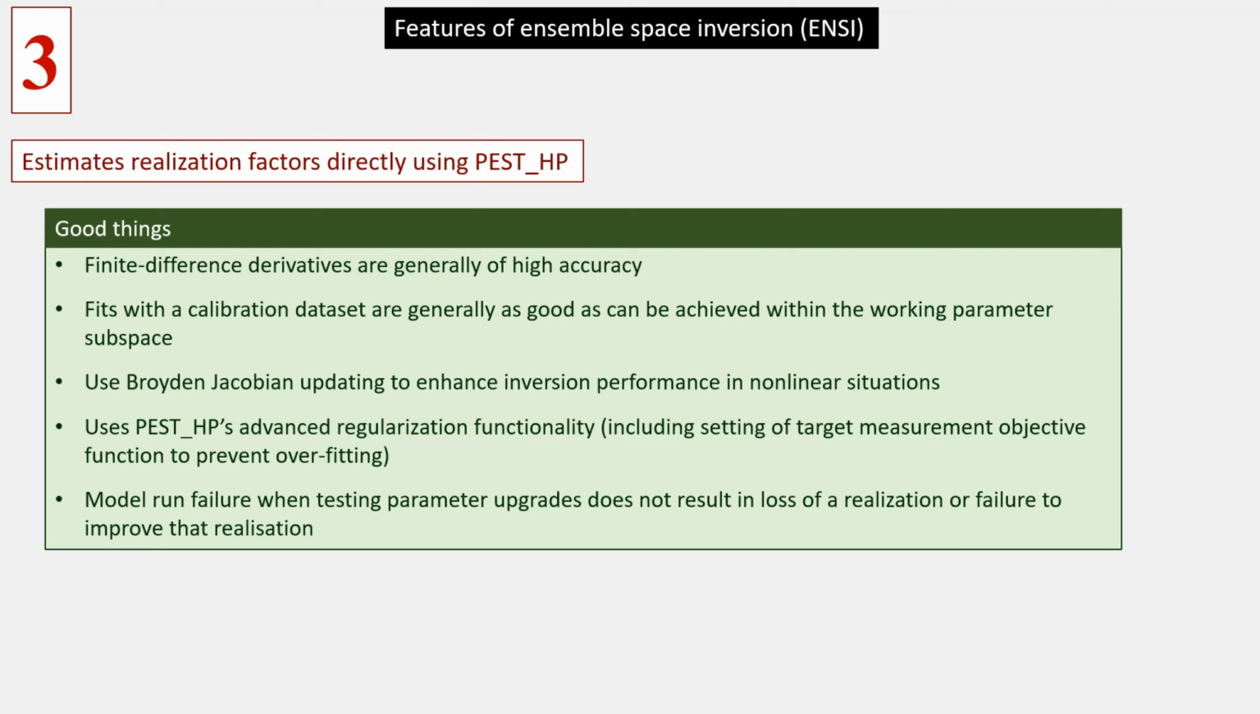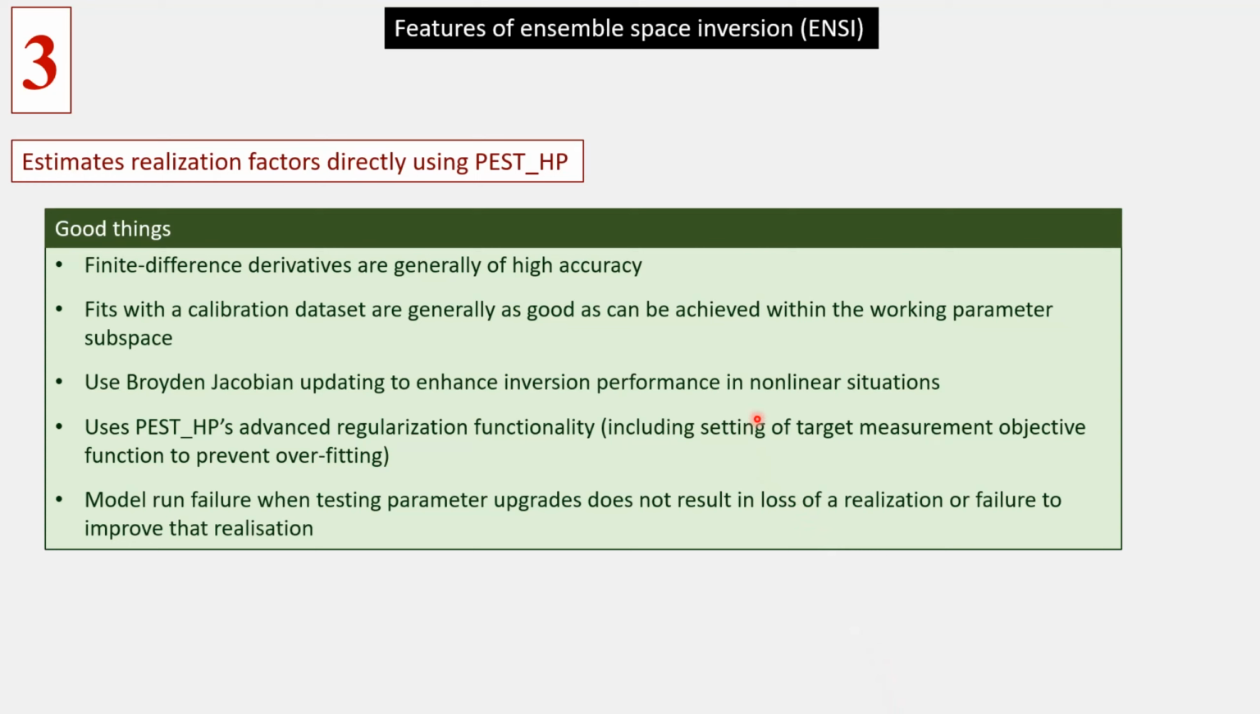This means that we're able to achieve, hopefully, as good a fit with the calibration dataset as we can when working in our parameter subspace. So we normally get a pretty good fit with the calibration dataset. As well as that, we have certain other features that come with this type of regularized inversion.